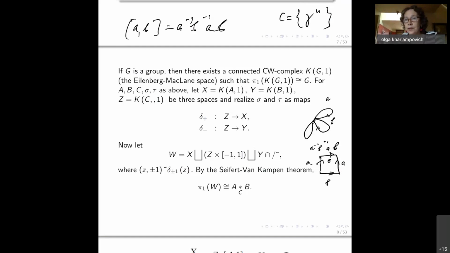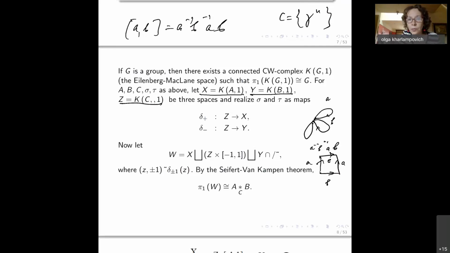So what we can do, we can take an Eilenberg-MacLane space for one group A. We can take it for group B, let's denote them, so we now have topological spaces X and Y, and then take it for the group C. So there are 3 spaces, and then we can realize sigma and tau as mapping Z into X and Z into Y.